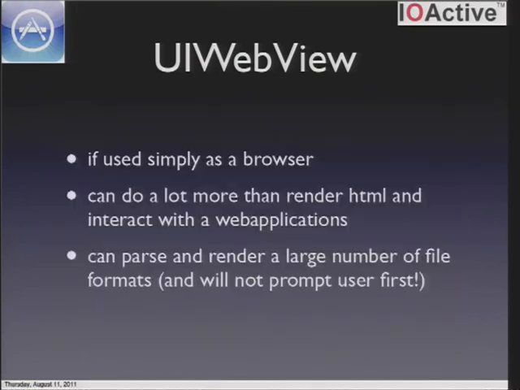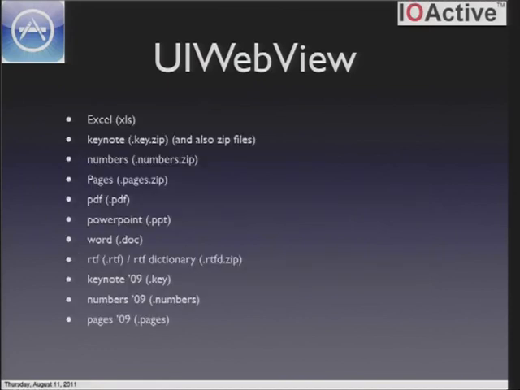That's the part where people want to use it as a GUI. Now, if you want to use it as a simple browser, it's not as bad, but it's not as good as you would think. Because the Safari mobile browser actually does a lot more than just render HTML pages. It can render a large number of file formats. It can't do Flash, but it'll do Excel, Keynote, Numbers, Pages, PDF, PowerPoint, Word, Zip, RTF, and a whole bunch of other file formats.